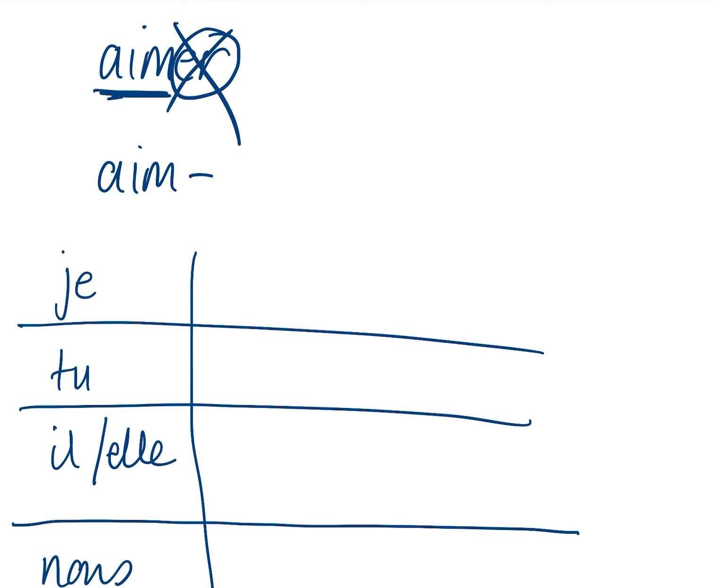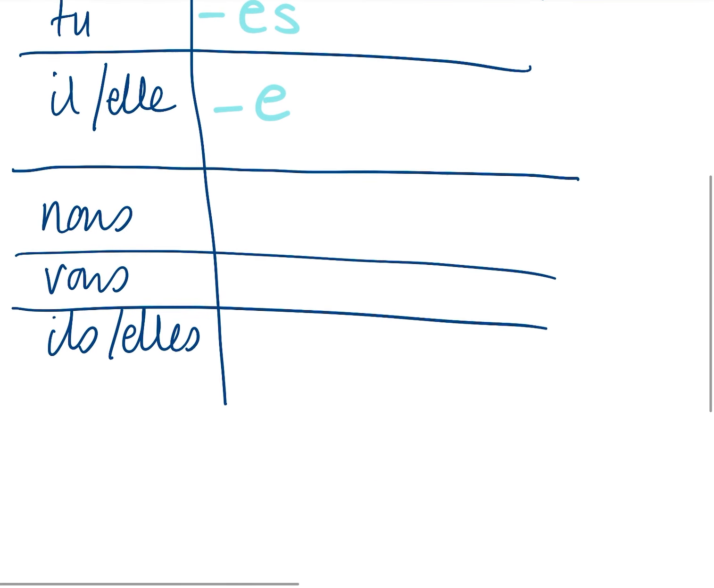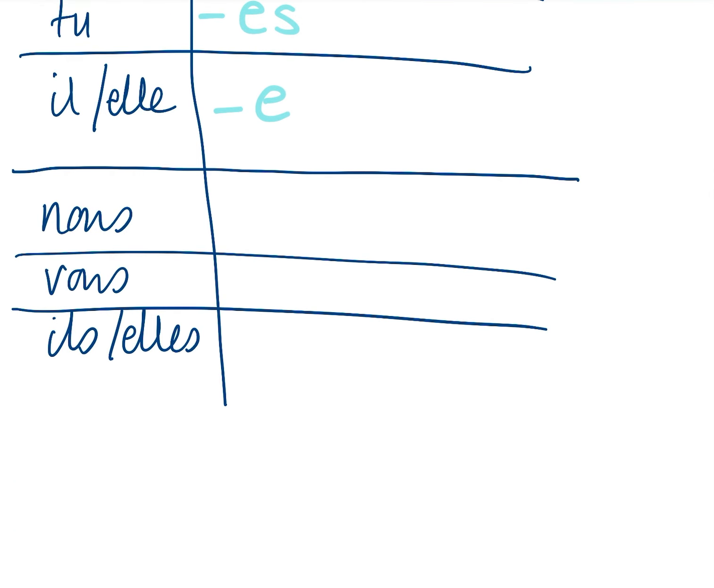Je is an E. Tu is an ES. Il or elle is an E. For our plurals, we have ONS for nous, EZ for vous, and ENT for il or elle.